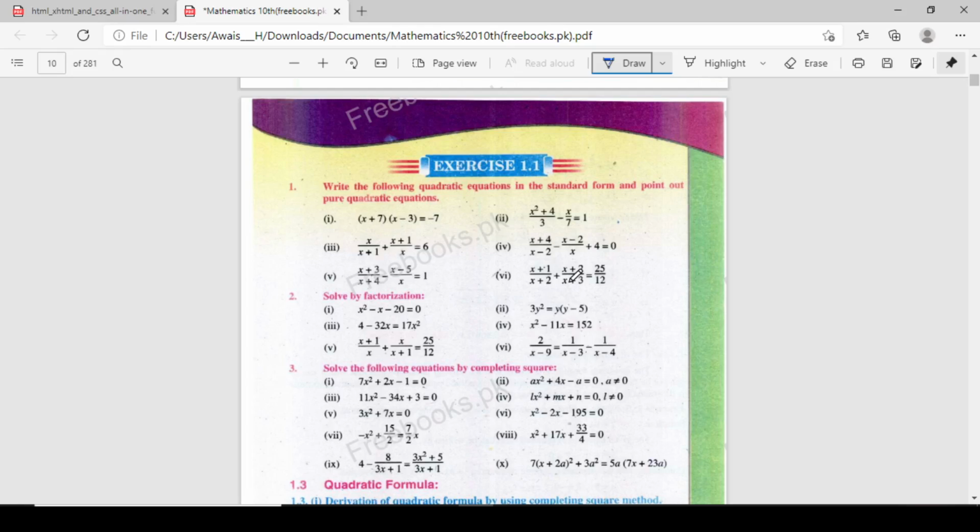You all know the previous lecture about this question. I hope you understood it. In the next lecture, we will learn to solve this question by factorization. Okay.